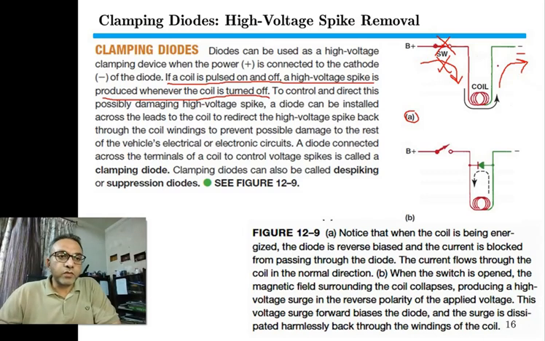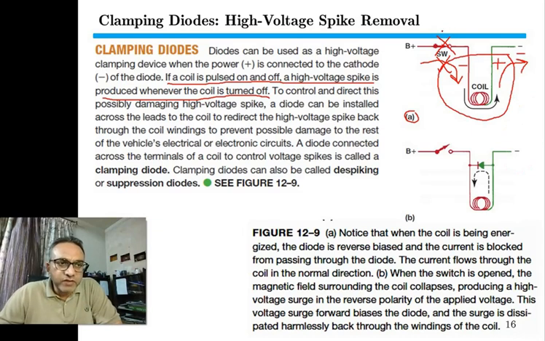Hence, what will be the response of the inductor? The response of the inductor is that with the open switch, the inductor will build a positive voltage across itself. Now, this is the voltage spike. This is the reason for the voltage spike. When we have turned off the switch, there is a voltage spike.